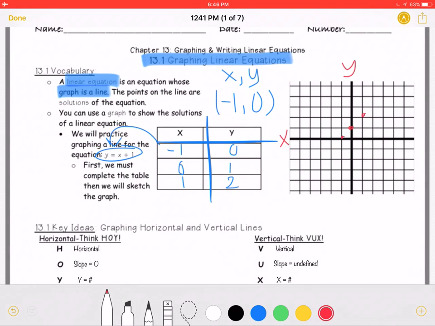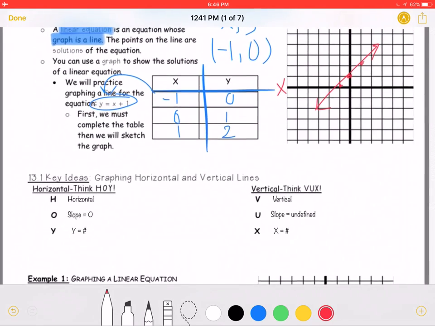Once you have all 3 of your points plotted, you just connect them to create a line. Extend it up to the right and left and just draw your arrows at the end. That's just showing that that line is further than those 3 points. There's other points on that line besides just those 3. Try to connect them as straight as you can, going to the left and to the right. I know mine's not perfect, it doesn't have to be perfect, just try your best. But that's our graph for y equals x plus 1. We're done.